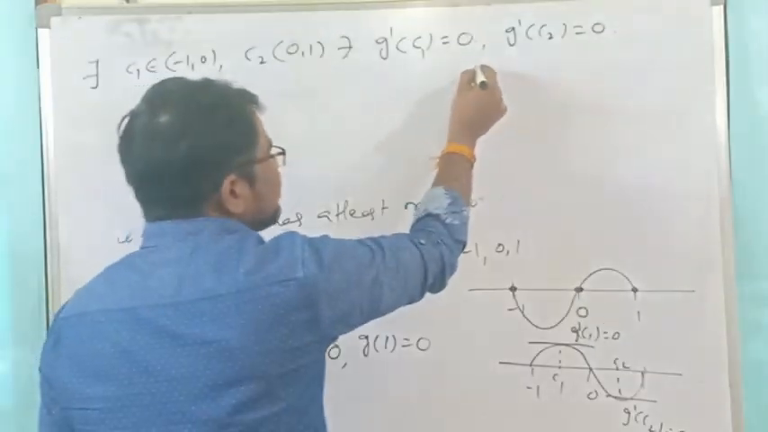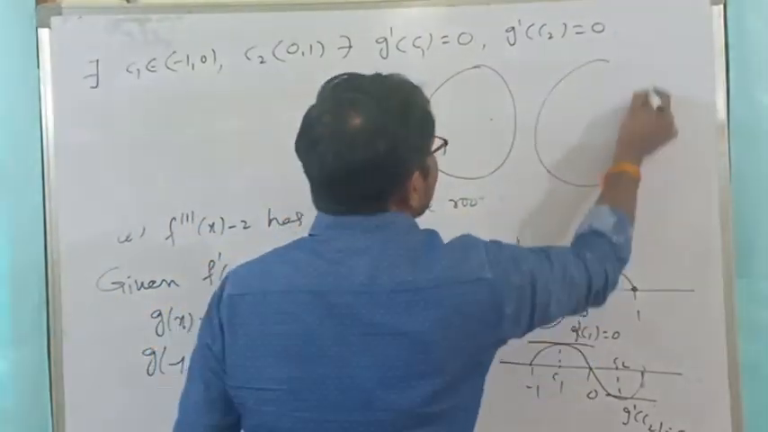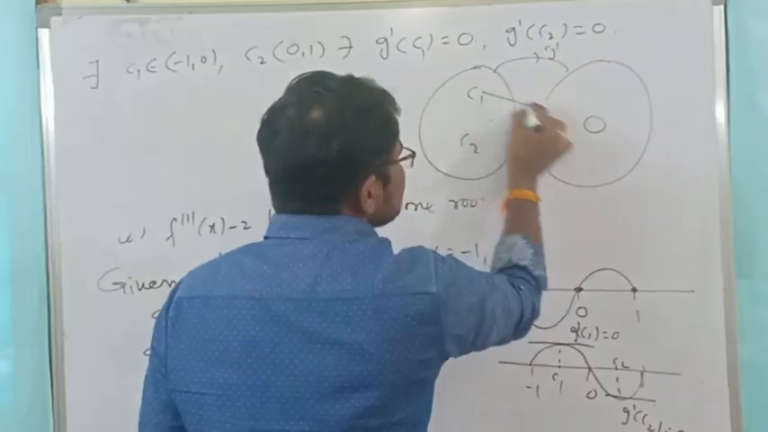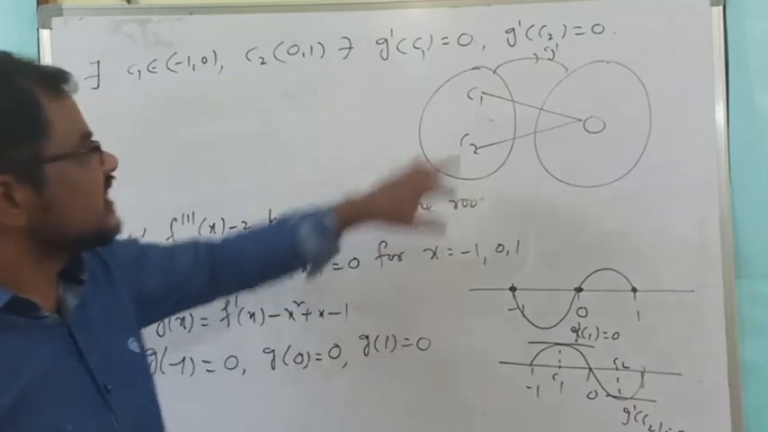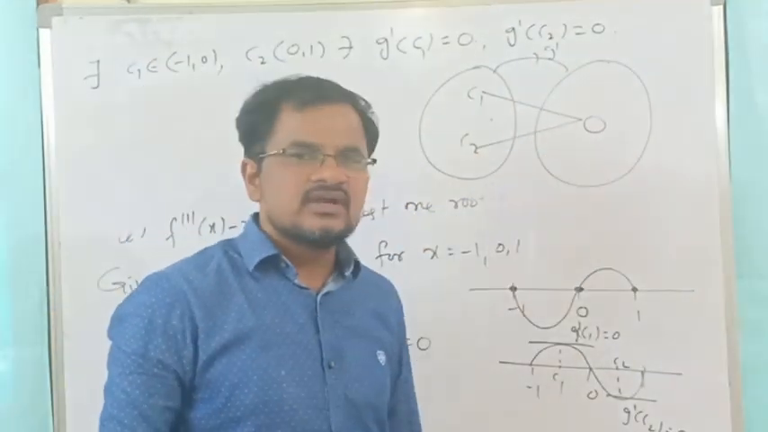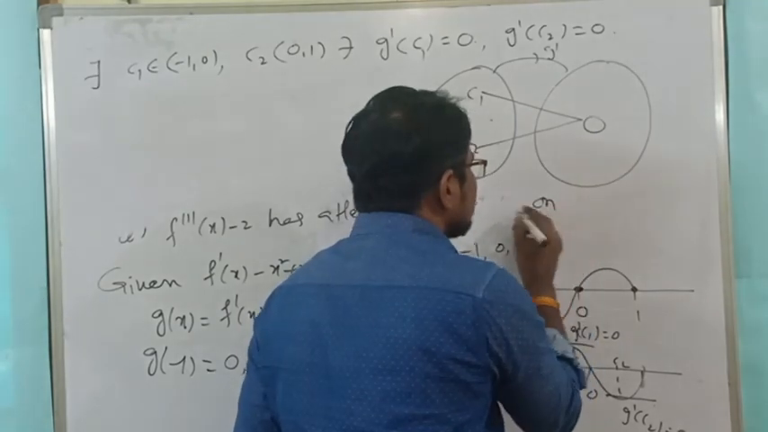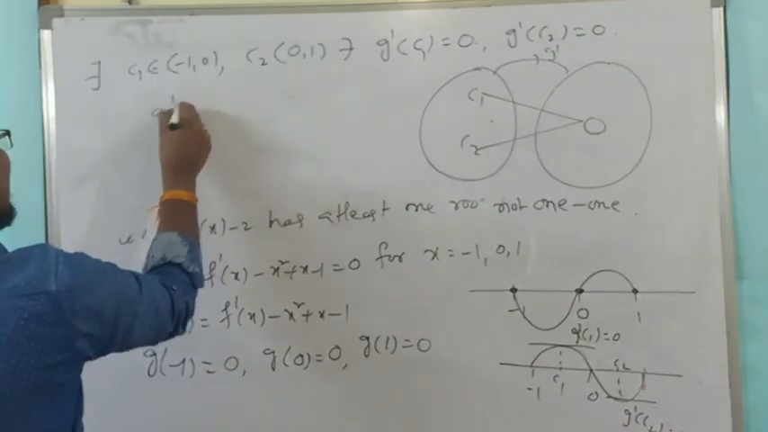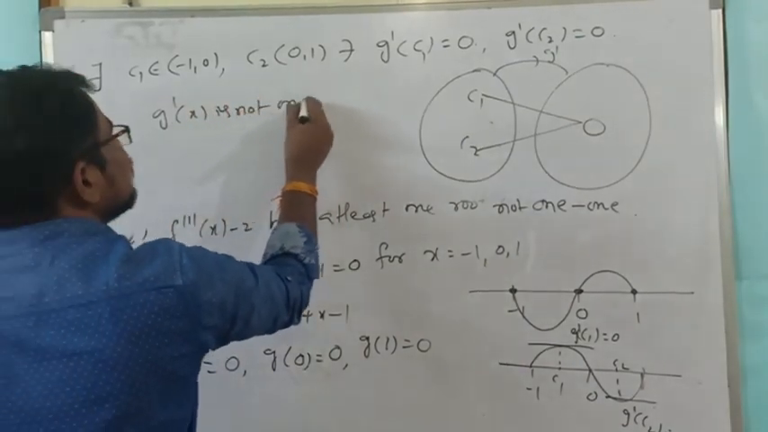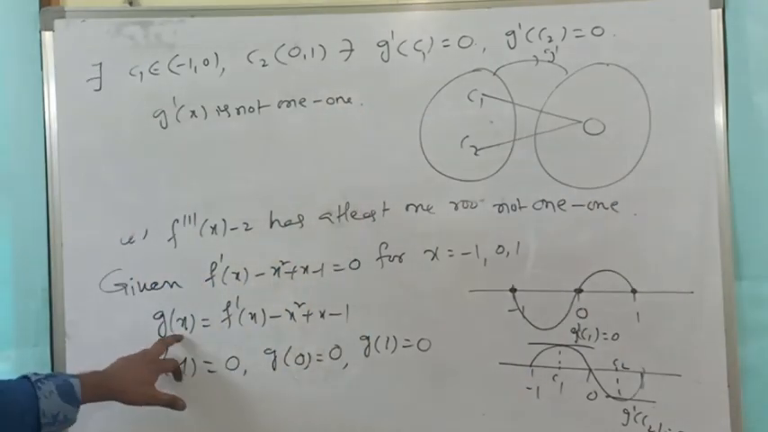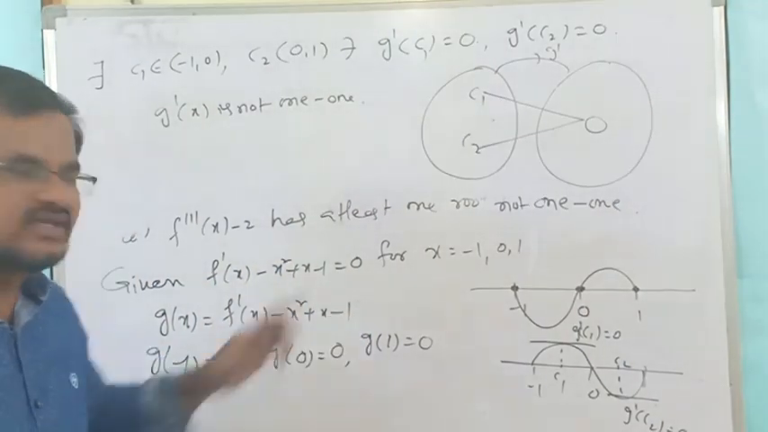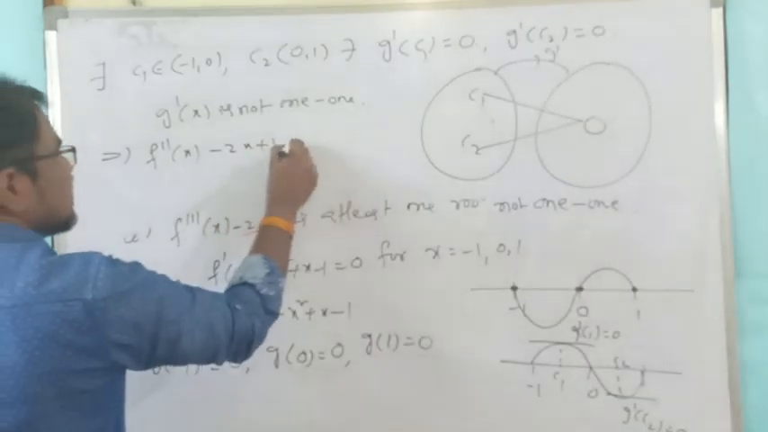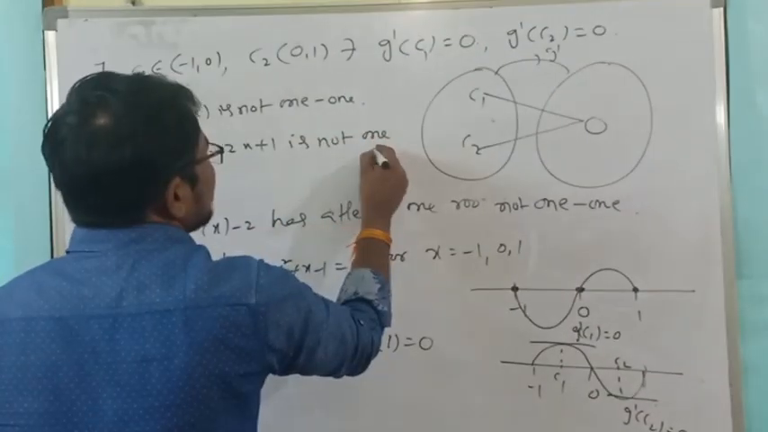Means what you are observing here, if you take this as the g dash function, here c1 is there, here c2 is there, here 0 is there. So g dash of c1 is 0, g dash of c2 also 0. Clearly it is not one-one. Means g dash of x is not one-one. g dash of x means, here g of x equal to f dash x minus x square plus x minus 1, that implies f double dash of x minus 2x plus 1 is not one-one.